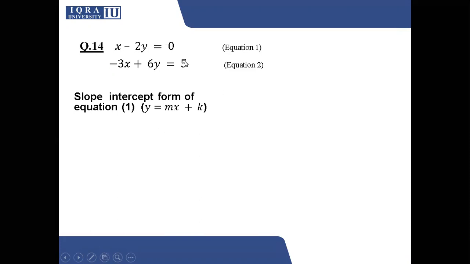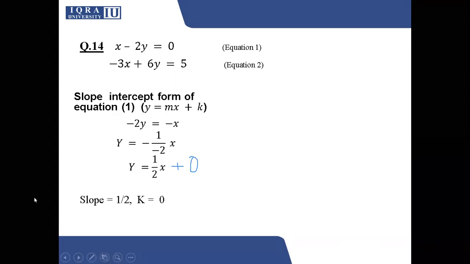I'll bring the first equation into the slope intercept form. Very easy to do so. I'll just take x to the other side and divide by -2. Resultantly, what I have is y equals half x. This is my slope intercept form. You'll notice that there is no plus k, so I can just say y equals half x plus 0. So my slope here will be half and my y-intercept will be 0.